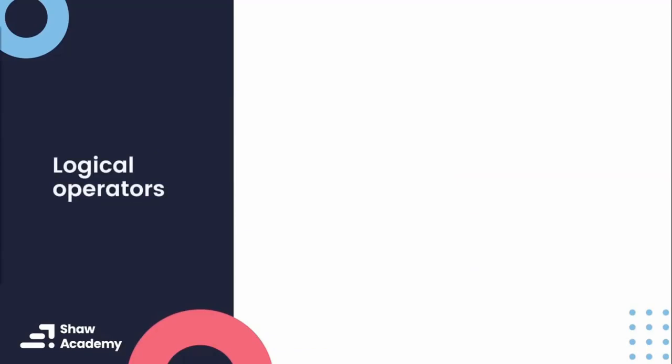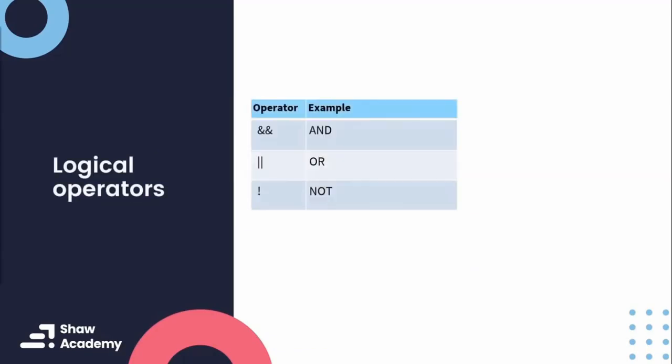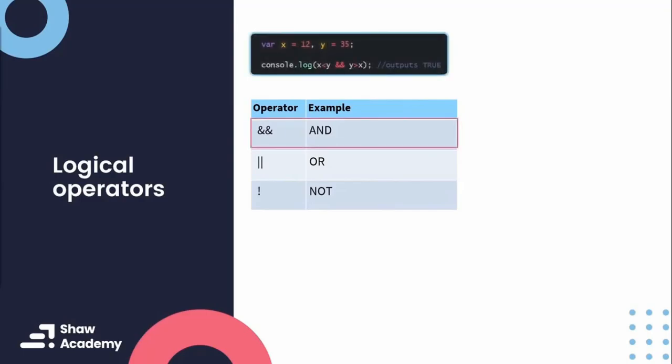And as our last type of operator, we have logical operators. And once again, here is a list of those operators. First, we have double ampersand, which implies and. We have two vertical bars, which implies or. And then we have an exclamation mark, which you've seen before, which implies not. Now, let's have a look at a couple of examples. In our first example, we have two variables set in a single line. This is just a shorthand way of creating variables, where x is equal to 12 and y is equal to 35.